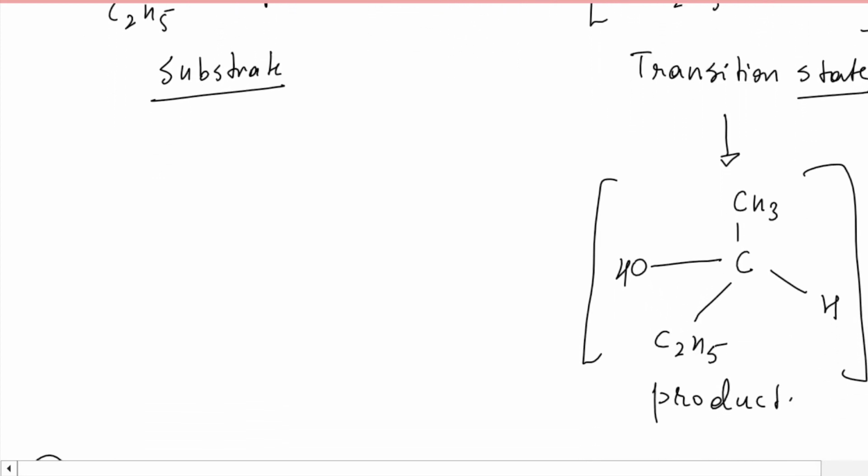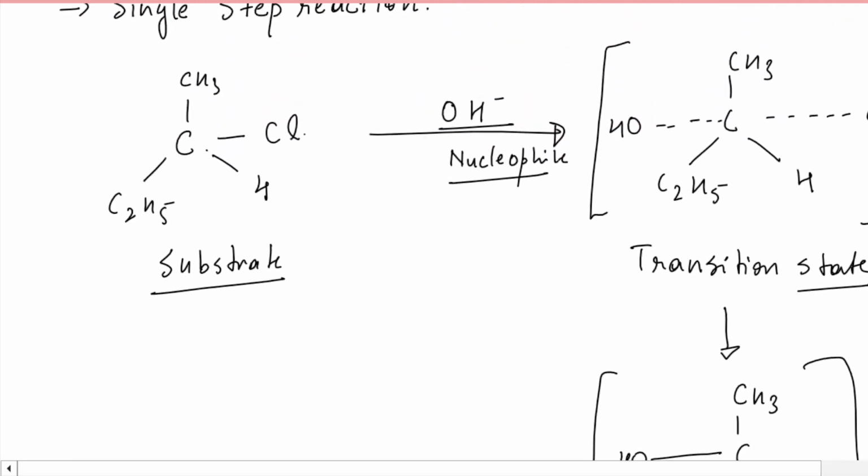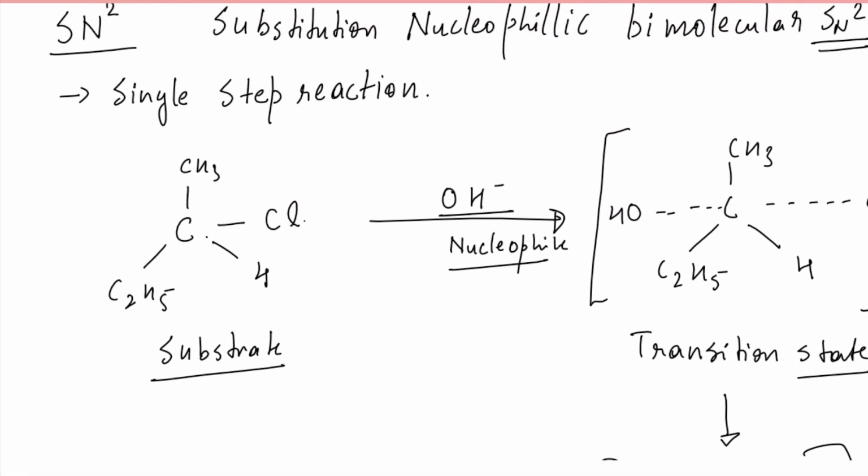After this transition state, what is formed is the product, that is alcohol, butan-2-ol. So what we have taken is the chiral carbon.